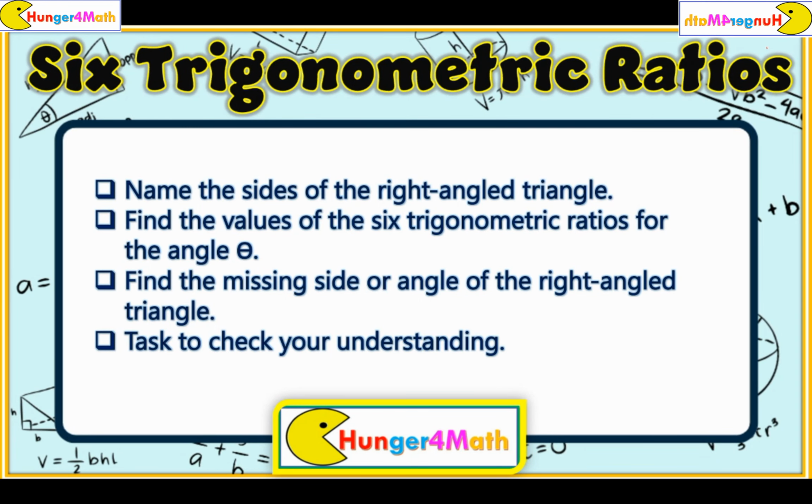In this video, we're going to cover 6 trigonometric ratios. The aims are: name the sides of the right-angled triangle, find the values of the 6 trigonometric ratios for the angle theta, find the missing side or angle of the right-angled triangle, and task to check your understanding.